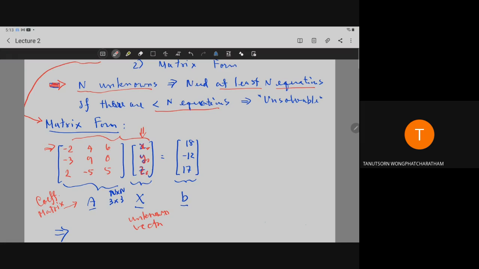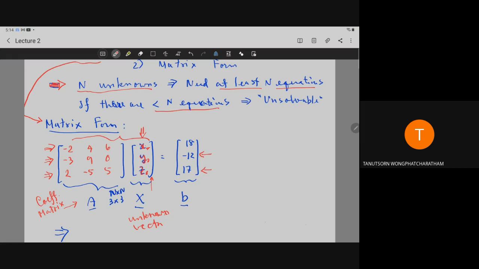So the multiplication of the first row and the first column together indicates the first equation, and it is equal to 18. Similarly, I can put the coefficients of the second equation, which are -3, 9, and 0, so that they multiply with the column of x, y, and z, and it is equal to -12. And similarly, the coefficients of the third equation, when multiplied with the unknown vector, give you the value of 17.